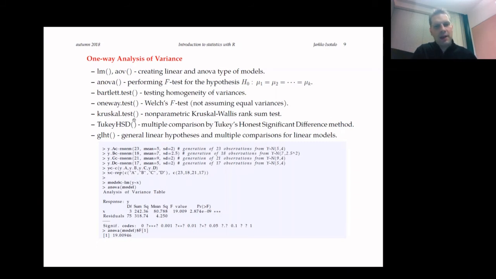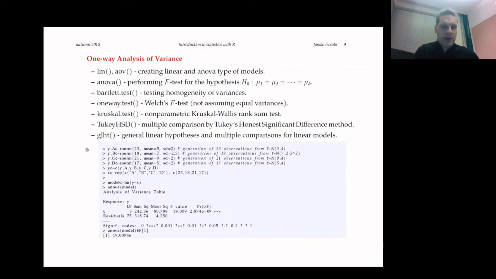And that can be obtained by using a function in R, and generally there is the glht function, which is able to do general linear hypotheses and multiple comparisons for linear models, and more generally generalized linear models. And this is a very powerful function to do all sorts of hypothesis testing in linear models.